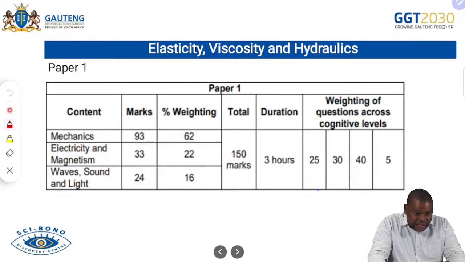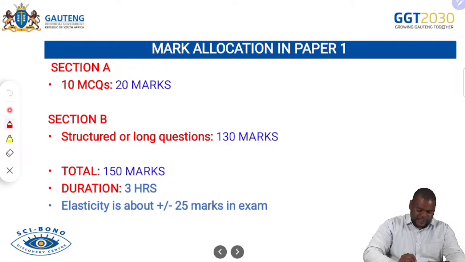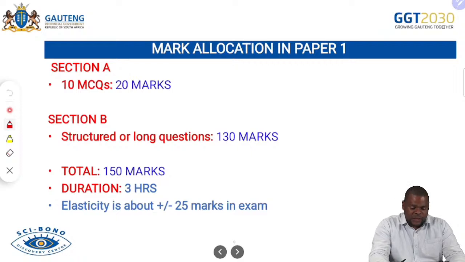And the topic that we are doing today is what? Elasticity. Elasticity is about plus minus 25 marks in an exam, both prelim and final exam. Here we have a mind map for elasticity. This is where you need to focus when you're dealing with elasticity. Elasticity breaks down into deforming force, restoring force, perfectly elastic body, and perfectly plastic body. Under deforming force, we find stress and strain, and stress and strain will lead us to Hooke's law.